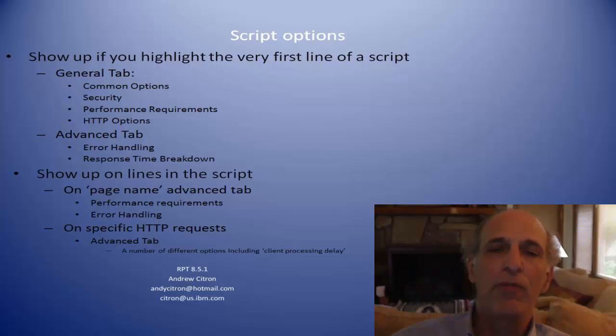In addition, some script options show up on the individual lines of the script, on the page name, where you name the page that you're fetching. There's an Advanced tab that shows some performance requirements and error handling. And on specific HTTP requests on the Advanced tab, there are a number of different options, including client-side processing delay. So I'm going to go through the script options in some detail.